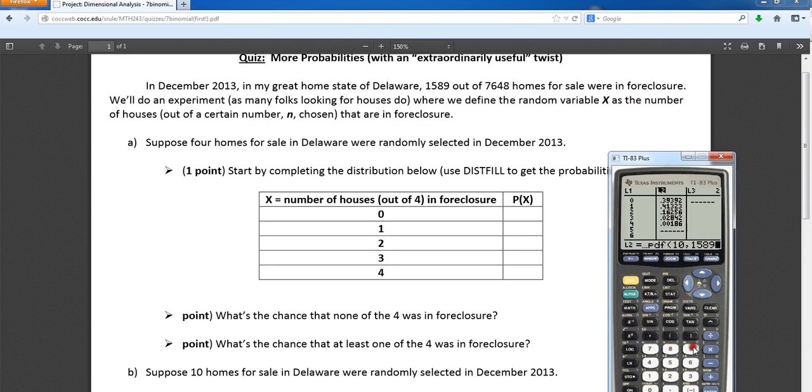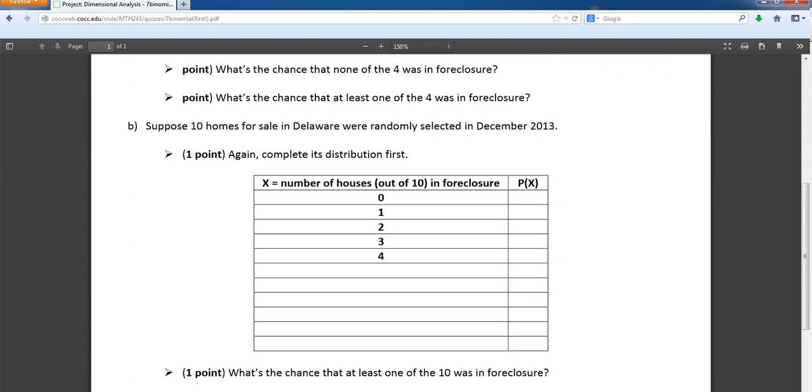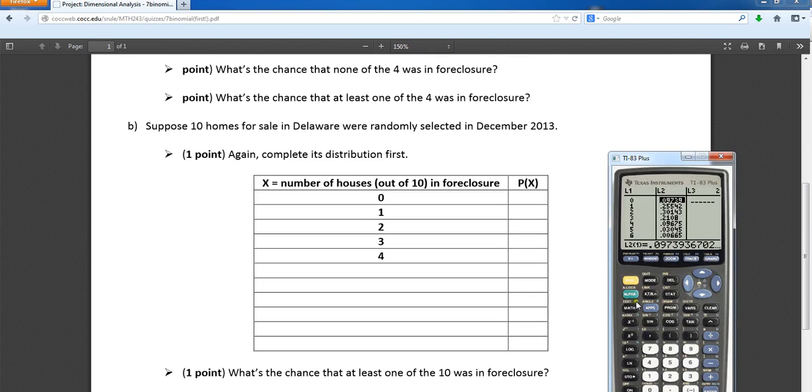1,589 out of 7,648, and I'm grabbing the numbers from L1 as the variable values. And there's our new probability distribution. Let's scroll down and then get that back again. So for this next part of the quiz, you'd be turning in this distribution right here, which is exactly what yours looks like in your TI.